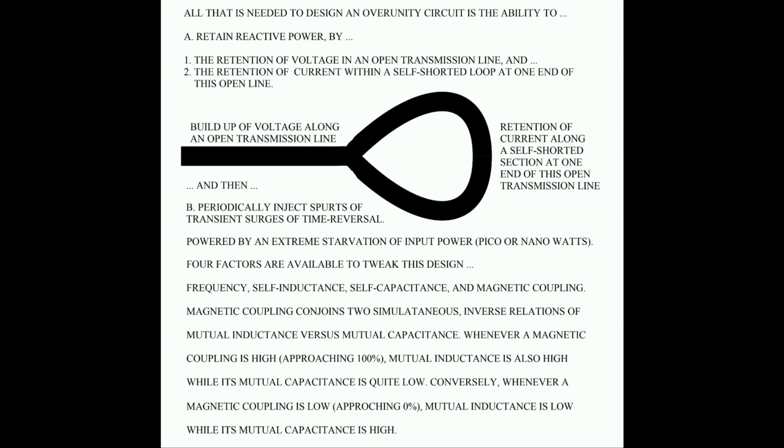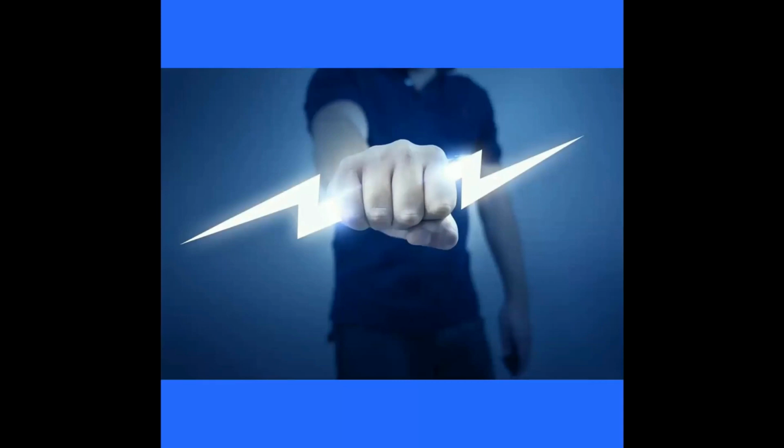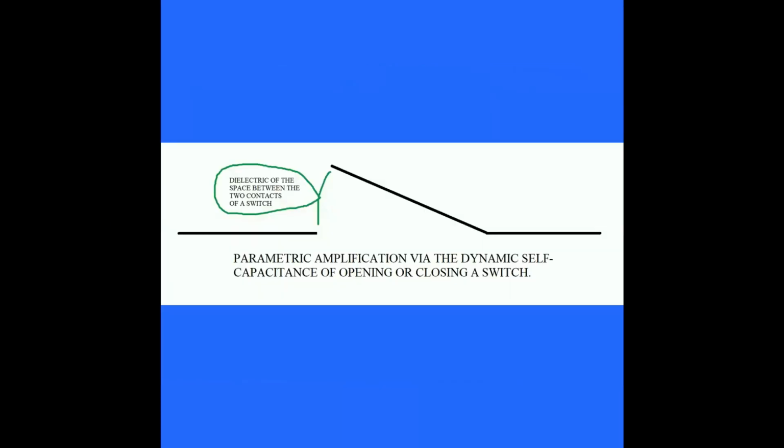But this is just to get the concept across. Now, the other thing we need is to periodically inject spurts of transient surges of time reversal into the situation. But it doesn't have to be often, and it doesn't have to be throughout the time frame of the circuit running itself. It only need be in the beginning. And we know from experience that when we open and close a switch, that creates a surge.